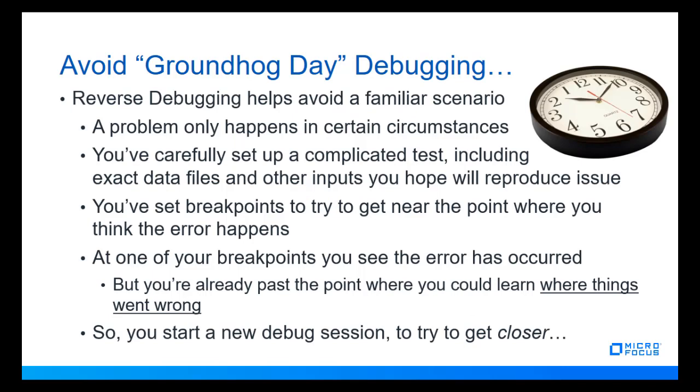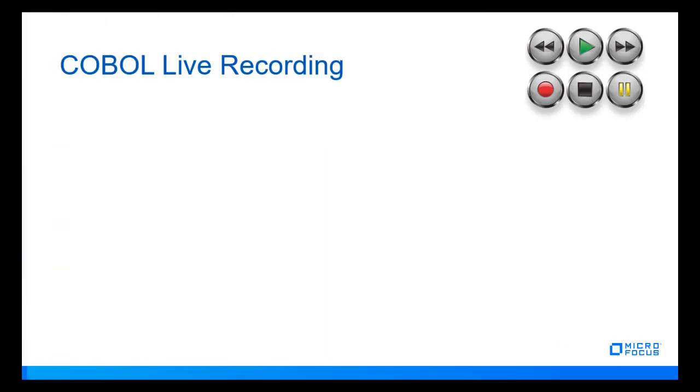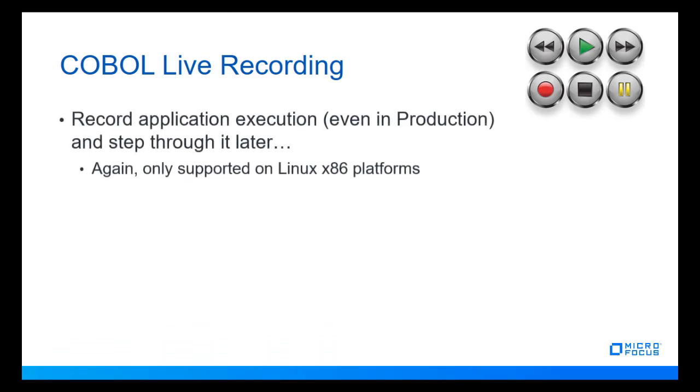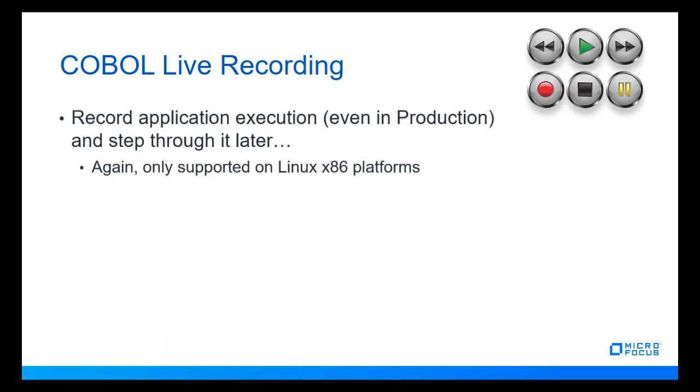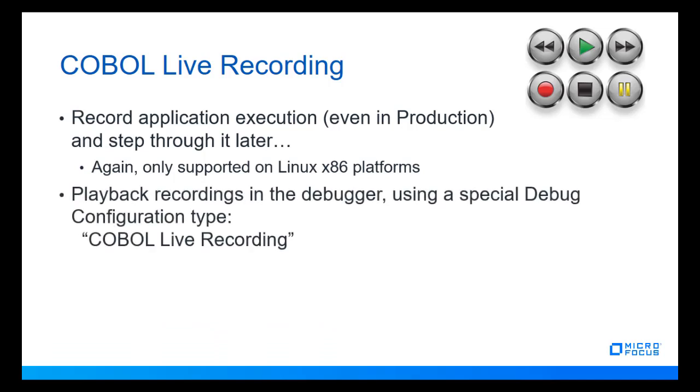Visual COBOL for Eclipse also supports the live recording feature. This allows you to record execution of your COBOL application in any deployed environment and then step through it later in the debugger. As with reverse debugging, live recording is only supported for applications executing on supported Linux x86 platforms. Recordings can be played back in the Eclipse debugger using an Eclipse debug configuration named COBOL Live Recording.